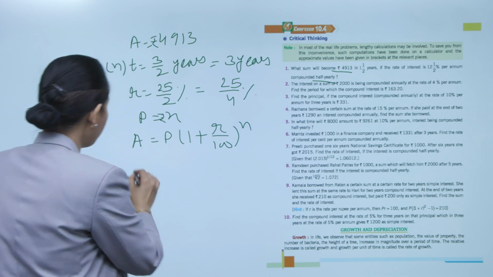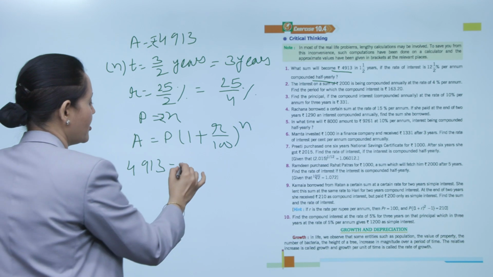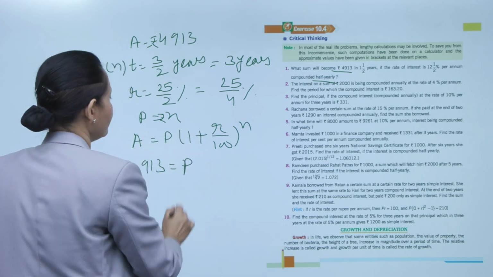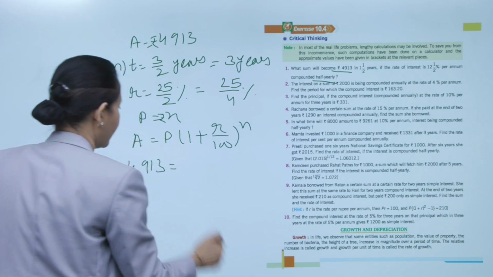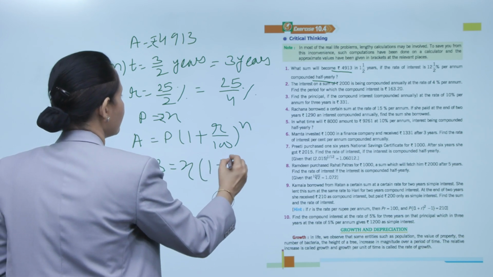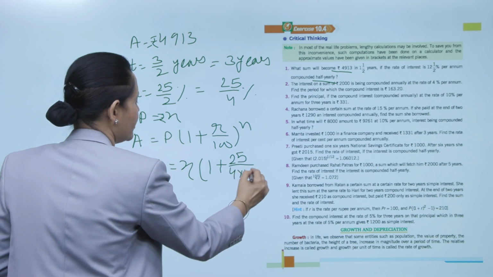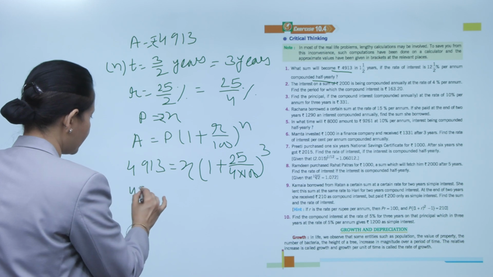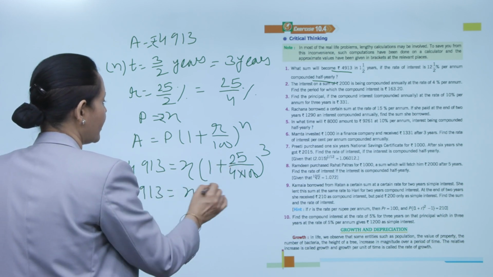Clear? The amount 4,913 equals P(1 + R/100)^n. So we'll put the value, in place of P we will put x. Now 1 plus 25/(4 × 100) to the power 3, time 3 years. 4,913 equals x. We will solve this.